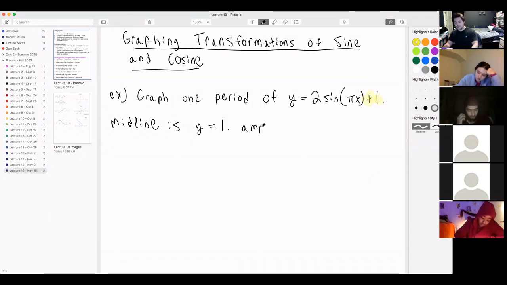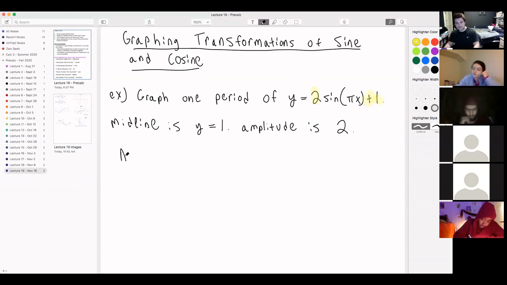The amplitude. For the amplitude, you just need to see what the vertical stretch is, or what the coefficient of the function is. The function is being multiplied by 2. You technically take the absolute value of the coefficient. It's 2, and since 2 is already positive, taking the absolute value doesn't change anything. So the amplitude is 2.